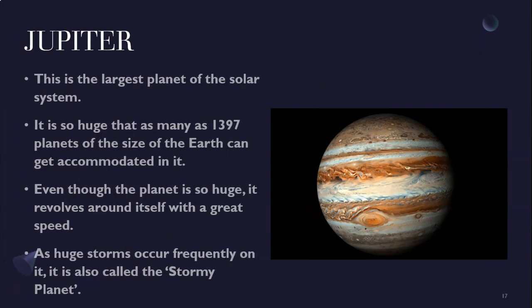Jupiter. This is the largest planet of the solar system. It is so huge that as many as 1,397 planets of the size of the Earth can get accommodated in it. Even though the planet is so huge, it revolves around itself with a great speed. As huge storms occur frequently on it, it is called the stormy planet.